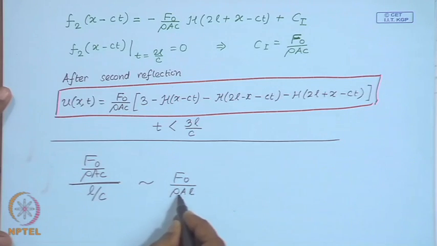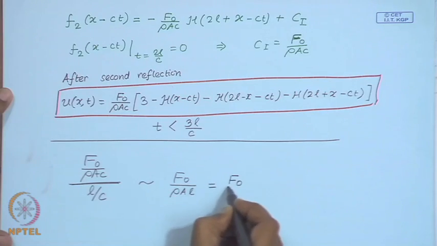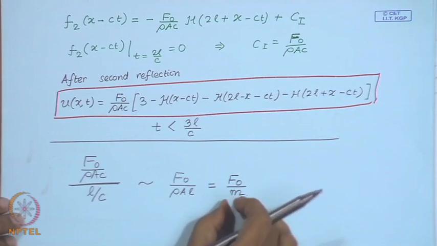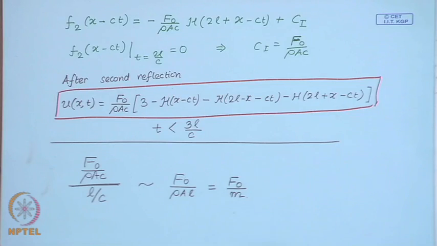Now, A into L, area of cross section into length, is the volume, and volume into density is mass. So, this becomes f naught over m. That is the result that you will obtain from particle dynamics. This m is the mass of the bar. If you have a particle of mass m and you give it an impulse, this is the velocity it will acquire.